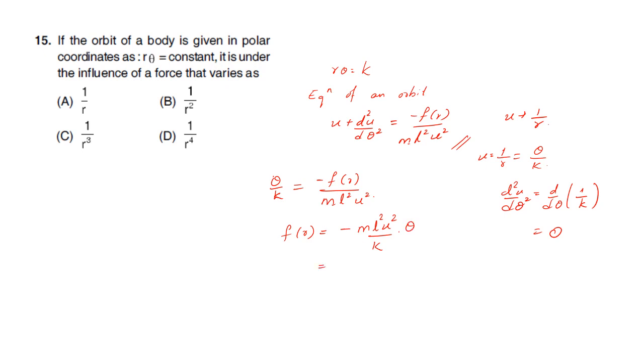You know that u square is 1 upon r square. Then here theta is nothing but k upon r. K cancels, giving minus m L square divided by r cube. Therefore force varies as 1 upon r cube.